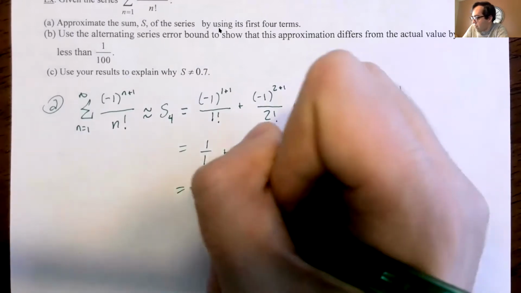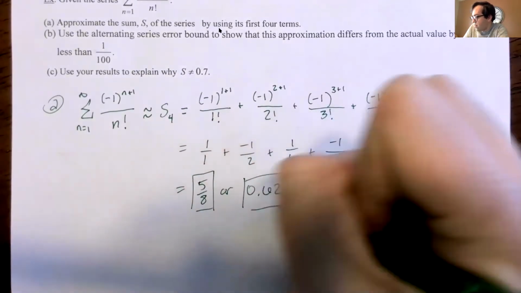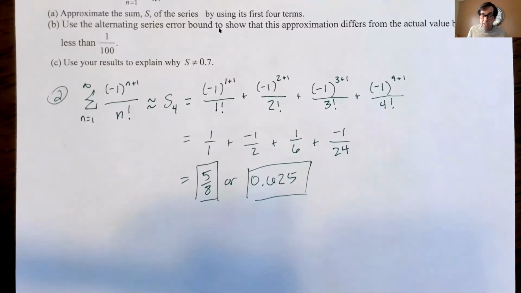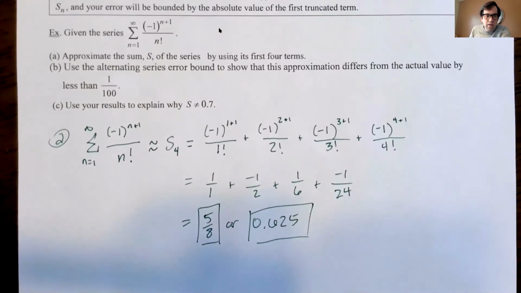So it does not matter. Either of those works. So that is an approximation of the sum. Again, that's not the actual sum, it's an approximation. And so let's take a look at letter B.